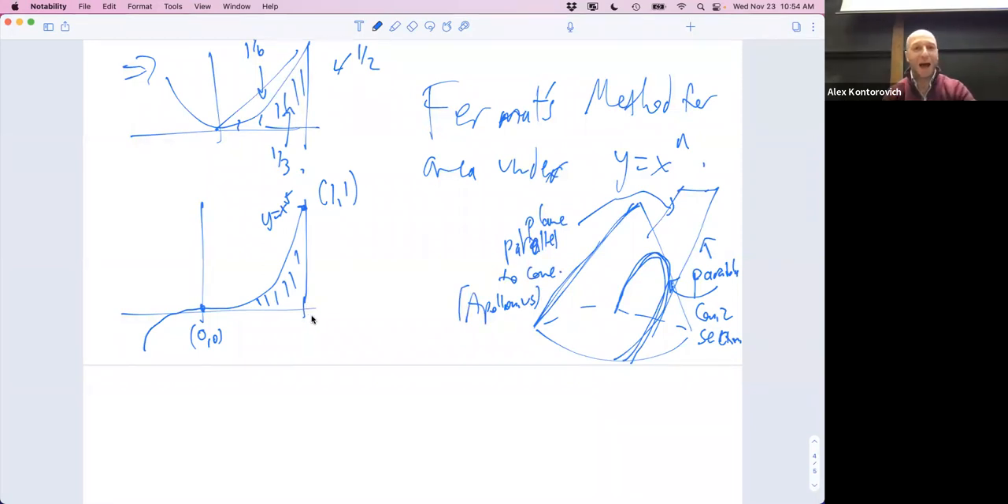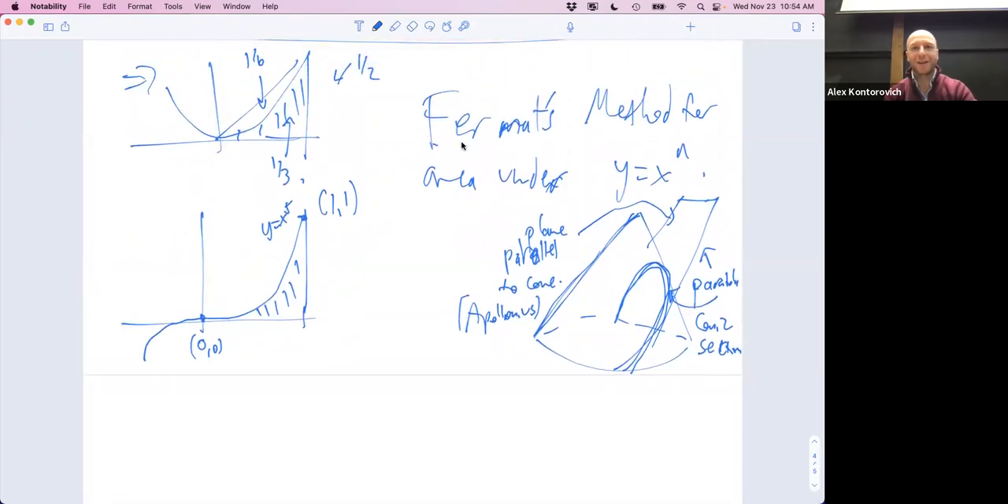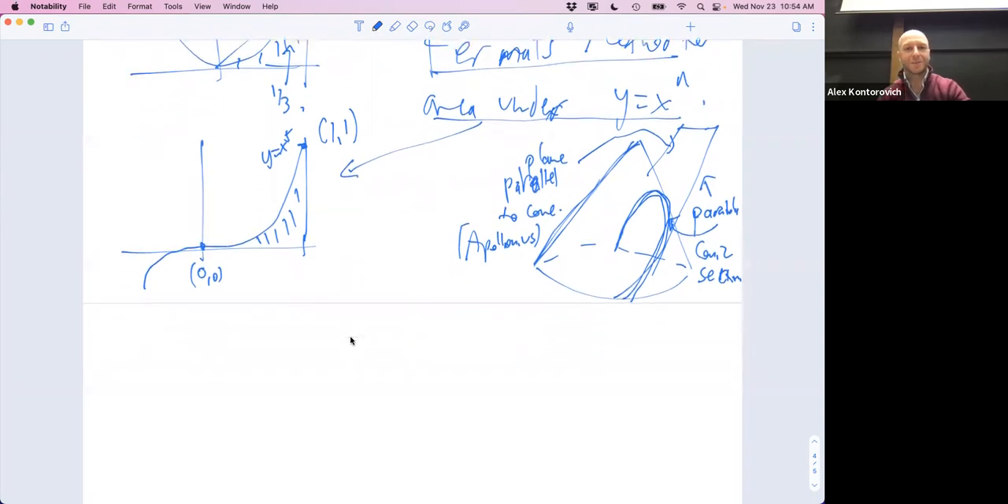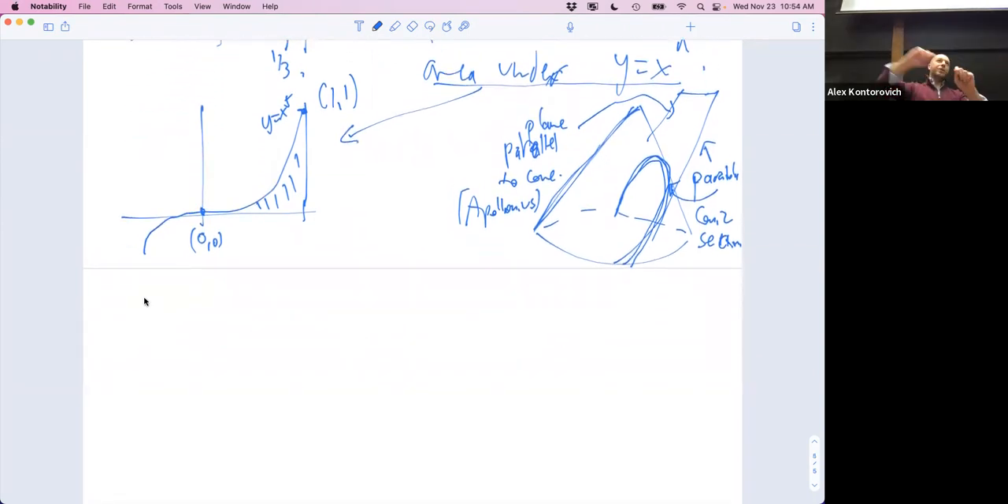So what's Fermat's method for the area under a curve like this? Here's what he does. You know how we took this number C and pulled C closer and closer to 1? He says, fix some value C less than 1. Let's call it C. So let's say here's C. So this is the point C comma C to the 5th.